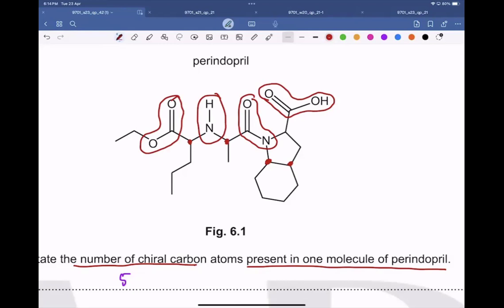It's a carboxylic acid, right? This one is an amine. This one is an amide. And this one is an ester.